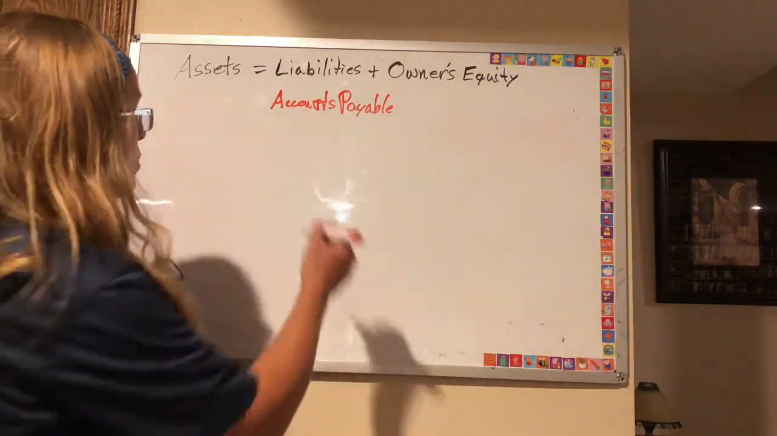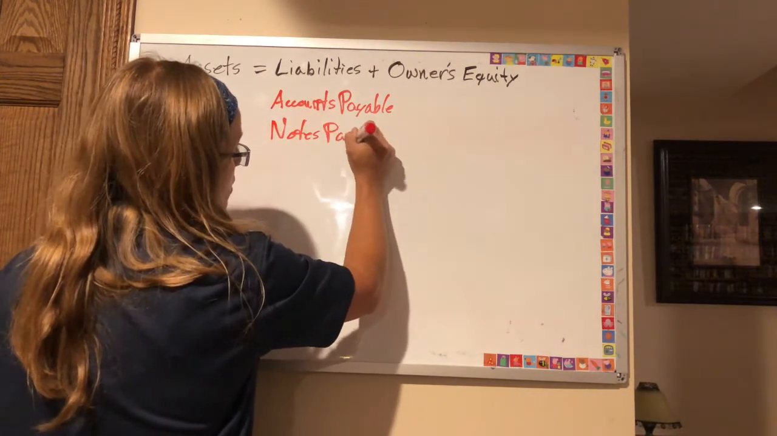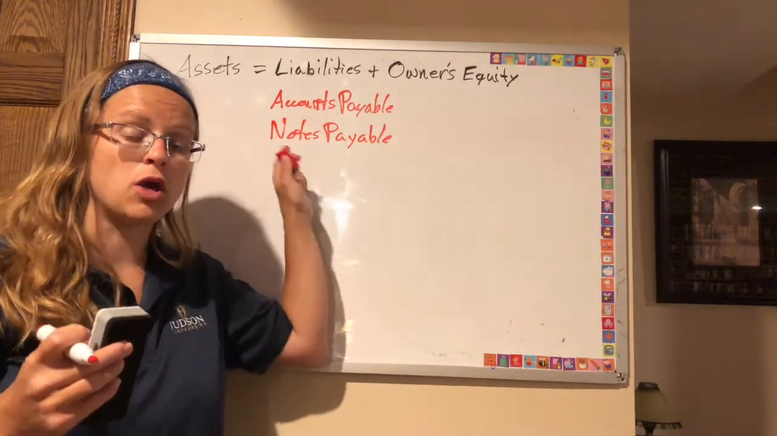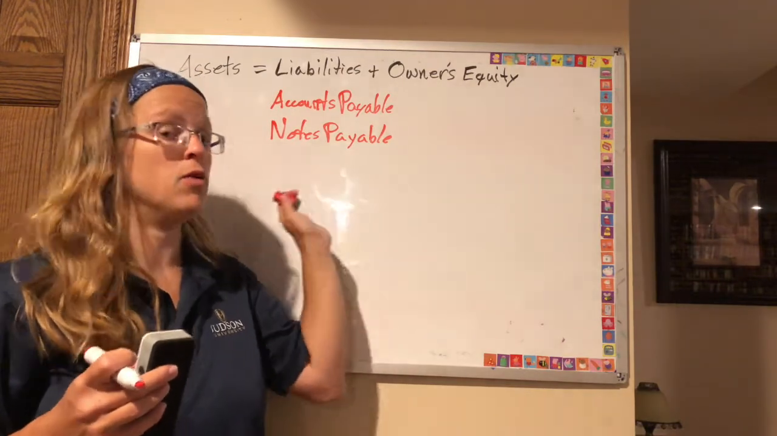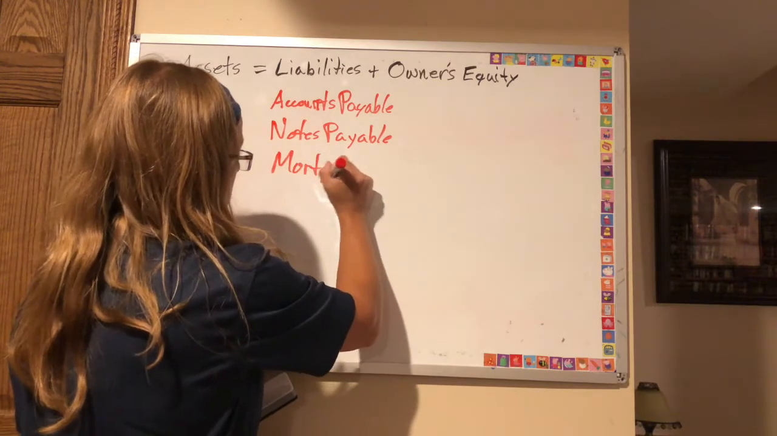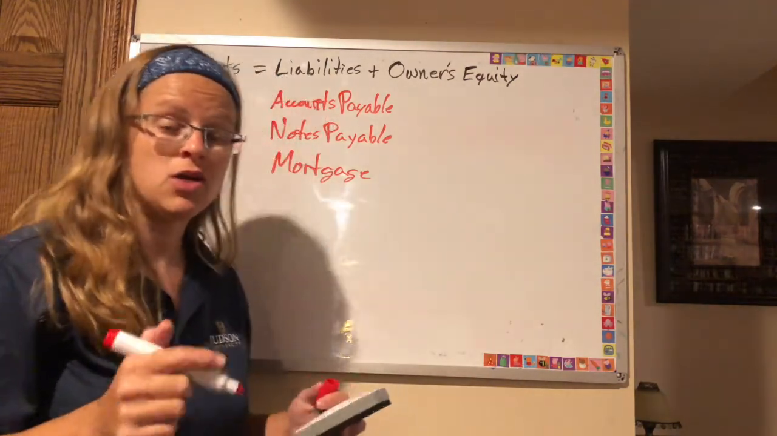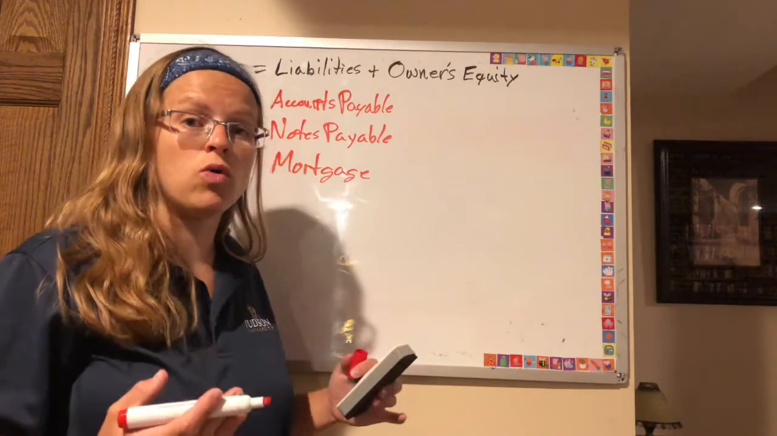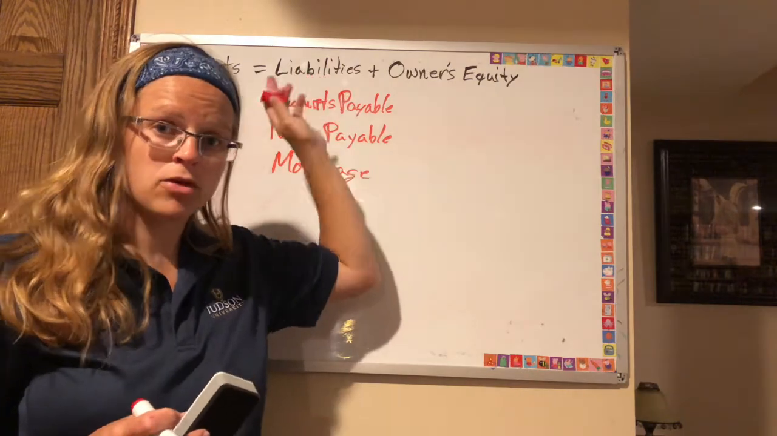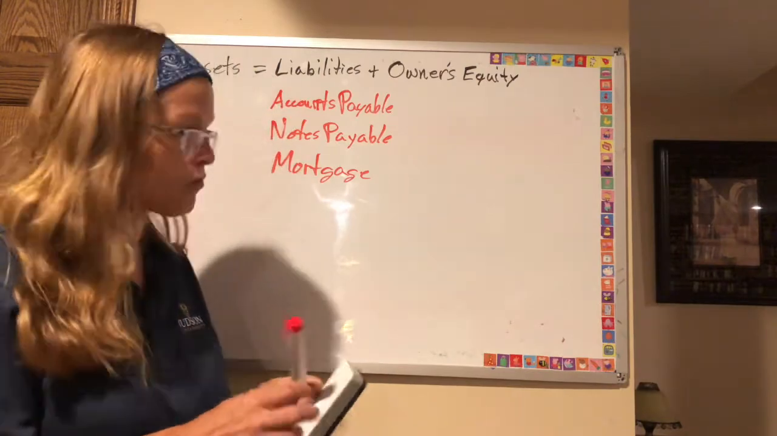All right. So accounts payable, notes payable. Again, you owe for something that you purchased. Notes payable, mortgages. A mortgage is a liability. So you owe that money. So anything that is owed is considered a liability, all right? So notes payable, accounts payable, a mortgage is a liability.